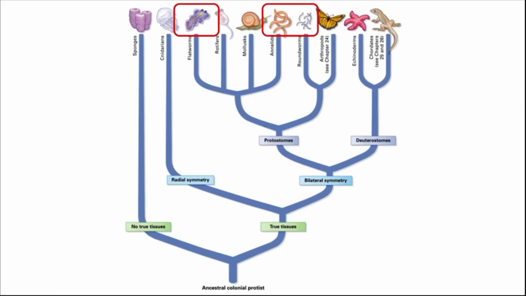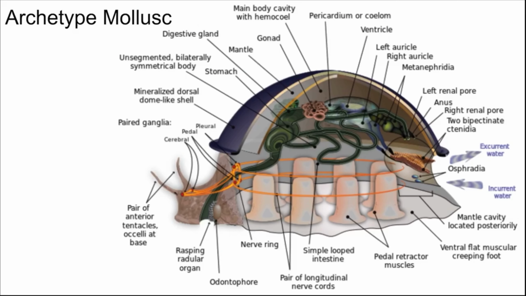Now that we've discussed these three groups, let's move on to another group of protostomes, the mollusks. While we don't know everything about the evolution of mollusks, we do have a good idea of what an ancestral mollusk looked like. This is the archetype mollusk. It's a proposed organism that contains all of the features that mollusks share. For the purposes of this class, we'll discuss a few important features.